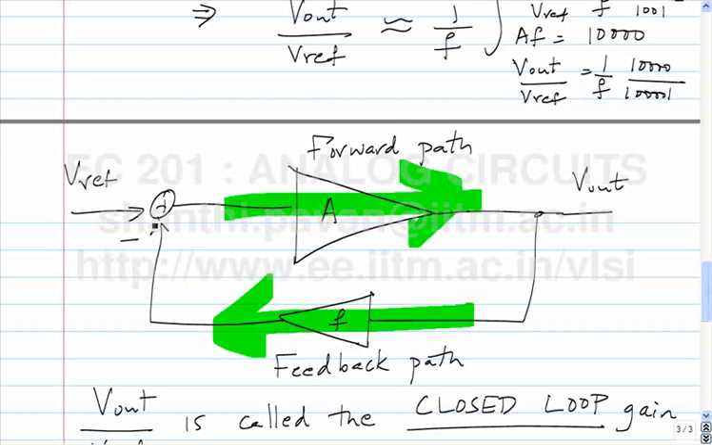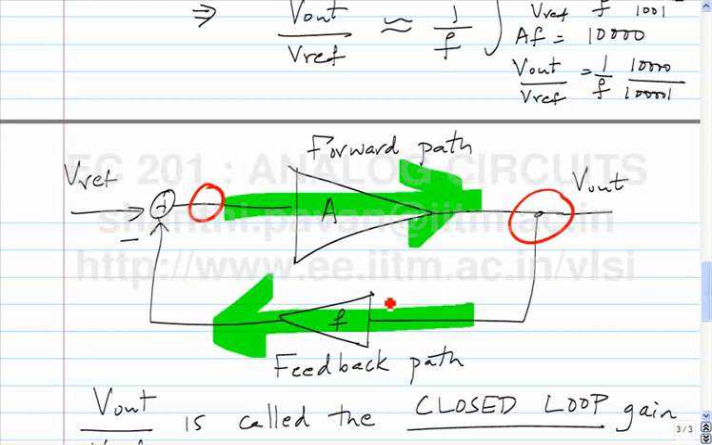Another way of looking at it is that if A tends to infinity, and the output has to be finite, what must happen? The error must be 0. If the error is 0, it means what? V ref must be exactly equal to F times V out, which basically means that V out by V ref is nothing but 1 over F. Does it make sense?